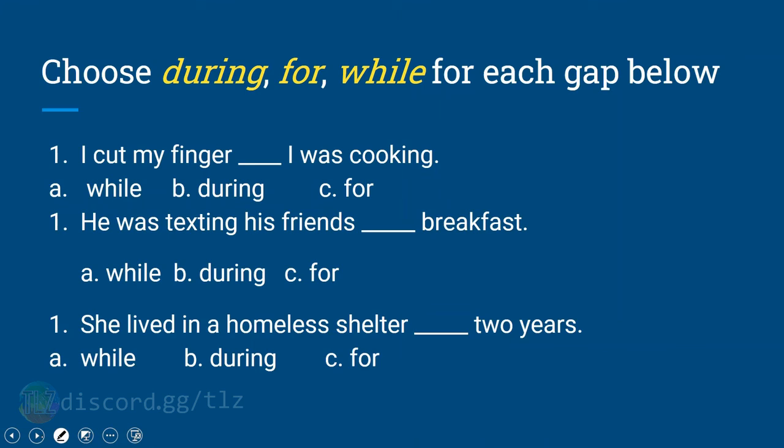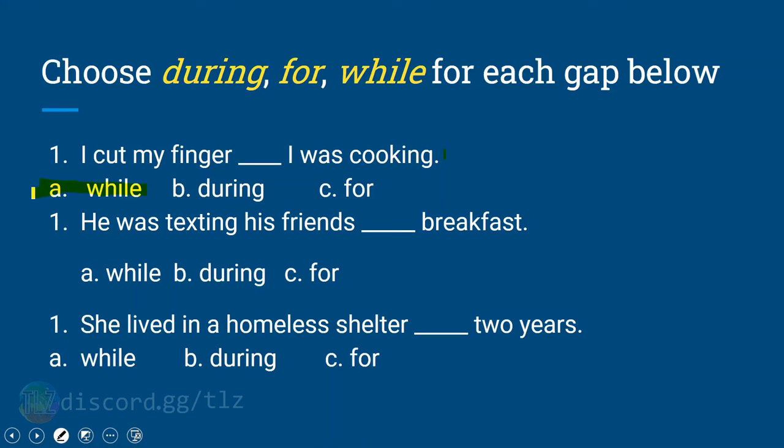So here I have, ignore this numbering. It's definitely not supposed to be like that. So I cut my finger during, while, or for I was cooking. Definitely not for. No. But while I was cooking. But not during I was cooking. Because you have a noun and you have a verb. So you've got a clause. No. So yeah, I'm just going to highlight.